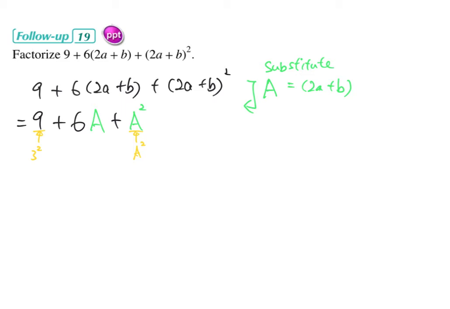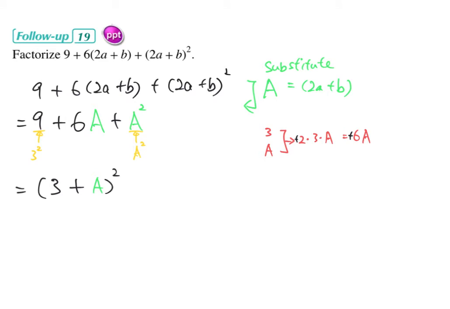So we try to test it. 3 and A, we combine to 2 times 3 times A. So this is 6A, right? And this is positive, so that is what we want. Alright, so we can just write it as (3 plus A) squared.